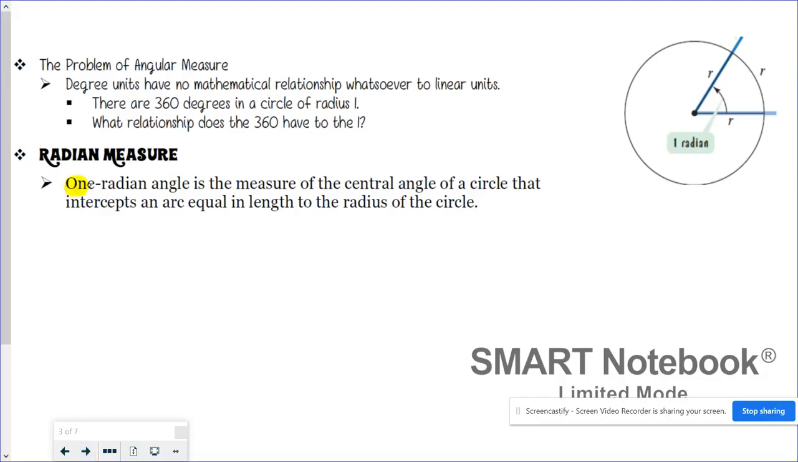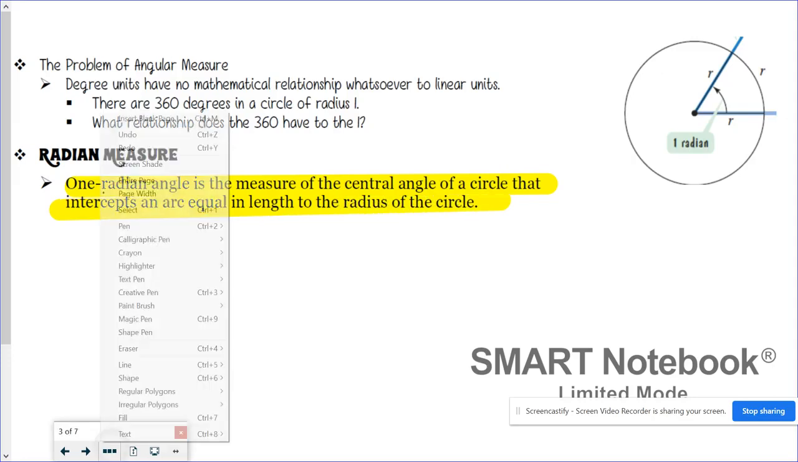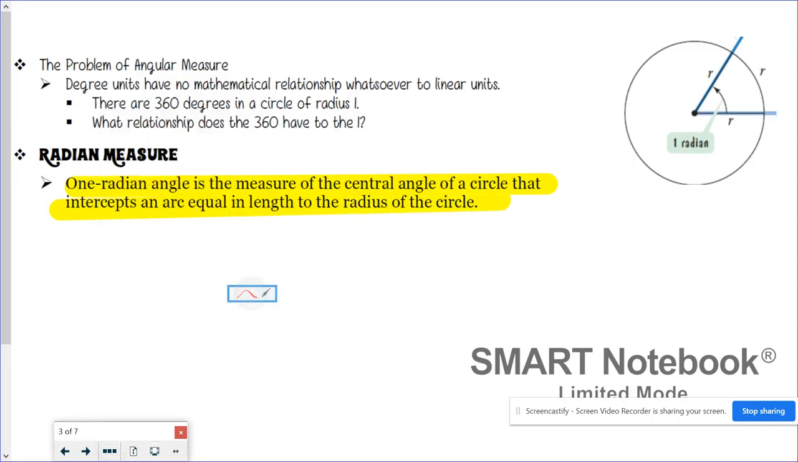So 1 radian is the measure of the central angle of a circle that intercepts an arc equal in length to the radius of the circle. Like I was saying earlier, imagine that this circle has a radius of 10. I have such a specific slice of my circle that the arc length is also 10, and so I can say that this angle has a measure of 1 radian.